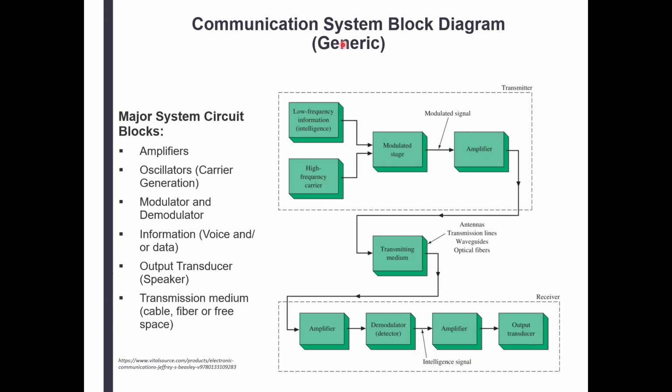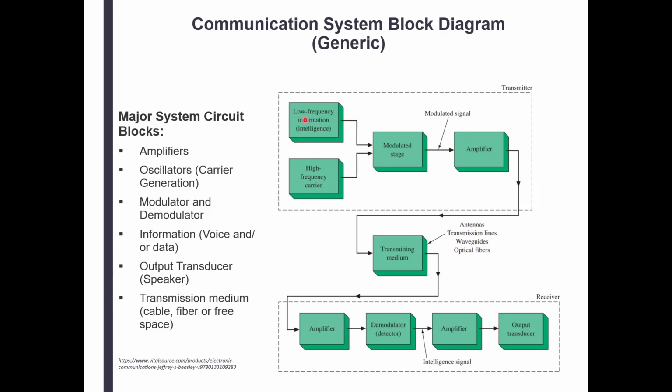Communication system block diagram, a generic version of that. This is the most basic form of things, but we're going to take a closer look at certain aspects, or pretty much all of the aspects, of this circuit diagram, the block circuit. Amplifiers, oscillators for carrier generation, and so on. So let's take a look at this thing here.